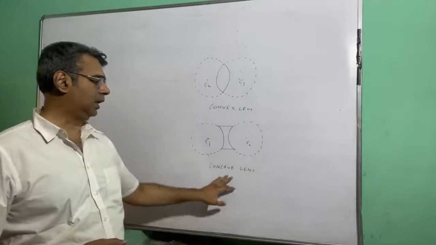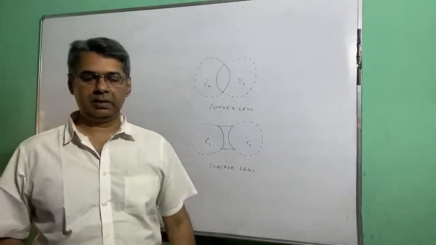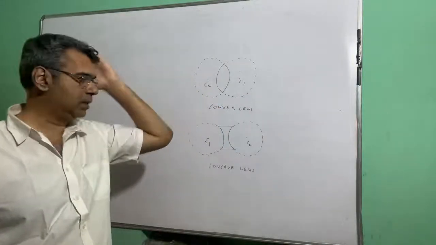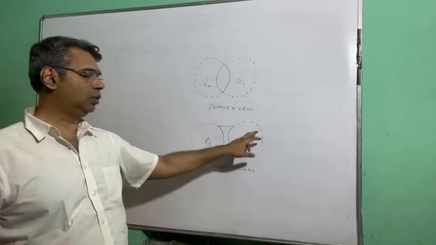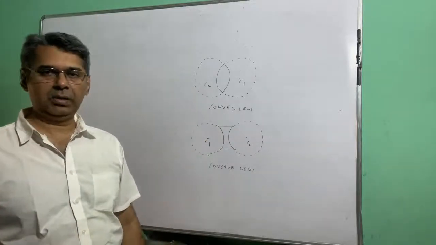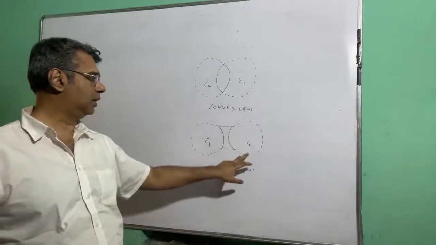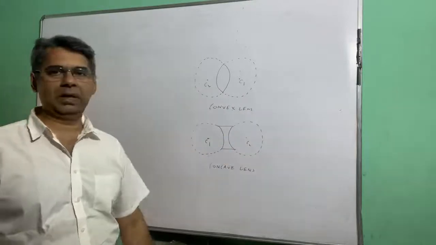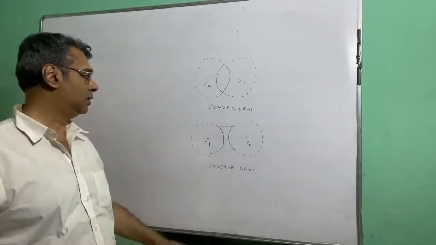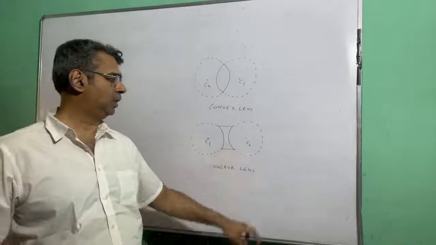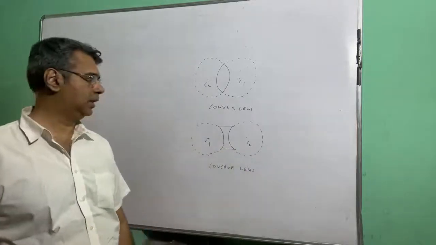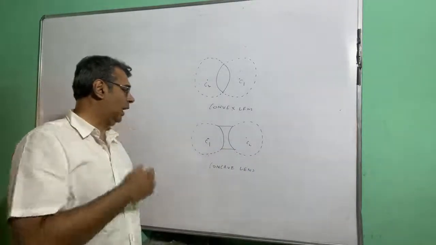Now, the other kind of lens is a concave lens. In a concave lens, again there are two spheres. You can see this is one sphere, this is another sphere. The center of this sphere is C1, the center of this sphere is C2.